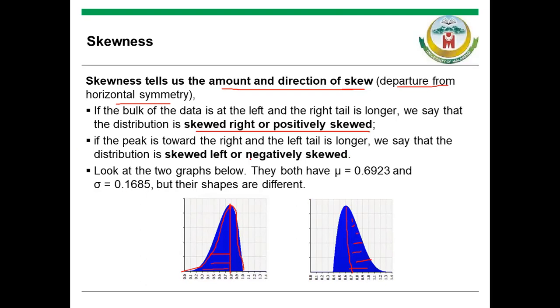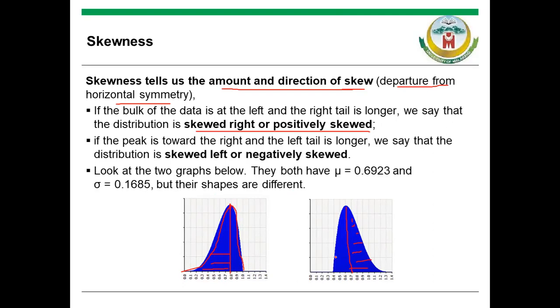Okay, if the peak is towards the right and the left tail is longer, we say that the distribution is skewed left or negatively skewed. So this is left skew and this is right skew. Look at the two graphs below. They both have mu equal to 0.3 and the same sigma, but their shapes are different. So in both these cases, the mu and the sigma are the same, so the standard deviation will be the same, but the distribution of data in reality is not the same.